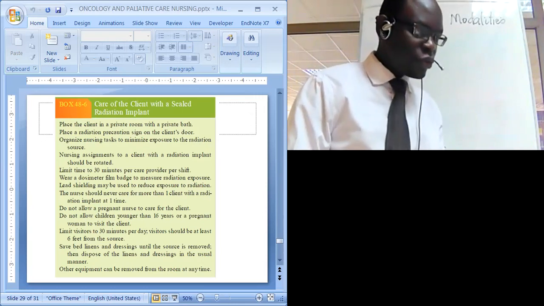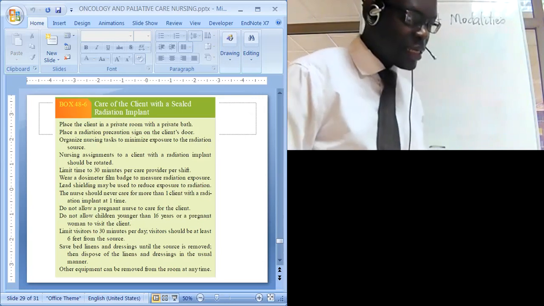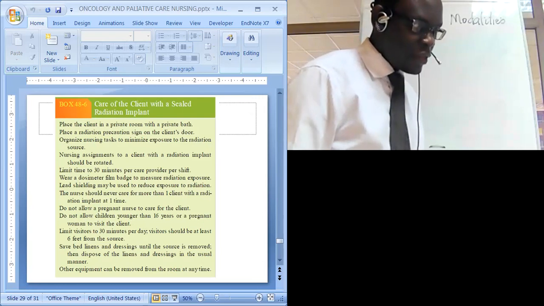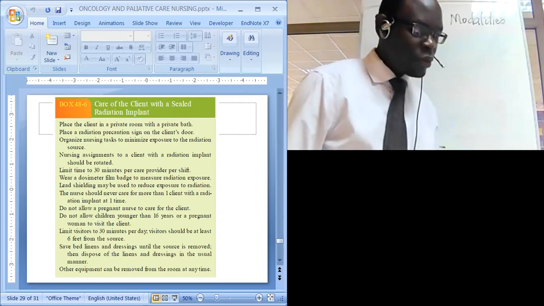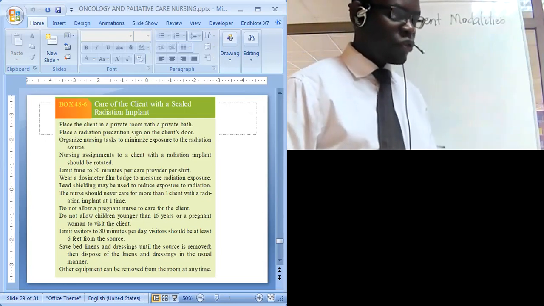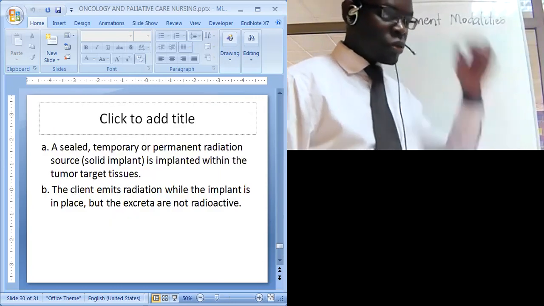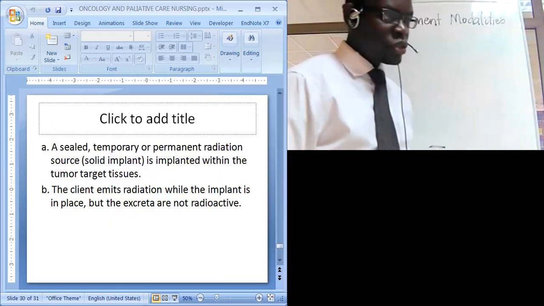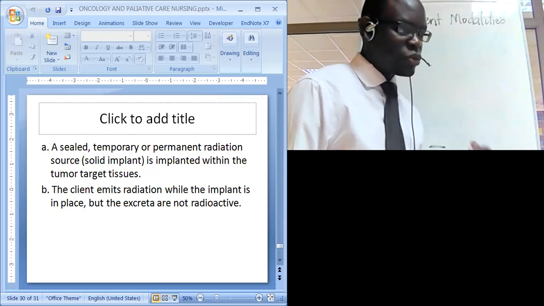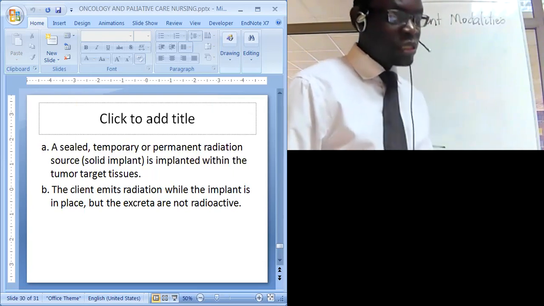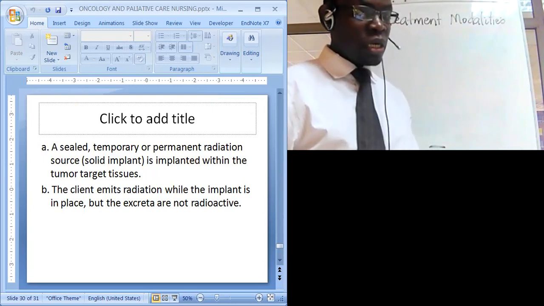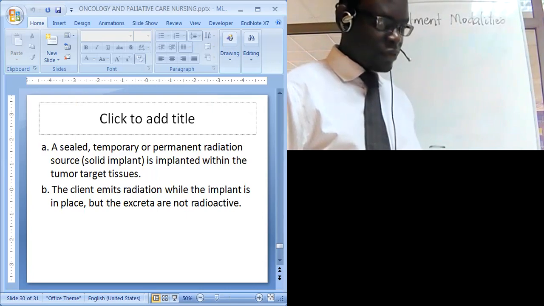Then you should save bed linens and dressings of these people. And the other thing is that other equipment can be removed from the room anytime. So basically, that is how we care for a patient who has such an implant. Now, a sealed temporary or permanent radiation source is implanted within the target tissues, as we saw, and the client emits radiation while the implant is in place, but the excreta is not radioactive. Is that okay?